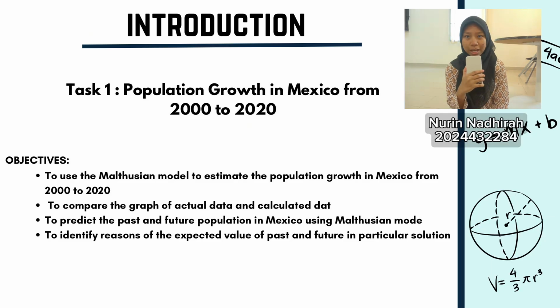But in this context, we are discussing population growth, which occurs when the number of births and people moving into an area is greater than the number of deaths and people moving out. Thus, in this task, our primary concern is the application of the first-order differential equation on the growth of population in Mexico from 2000 to 2020. We are going to apply the Malthusian growth model to find the population growth in Mexico. The Malthusian model can be written as above.